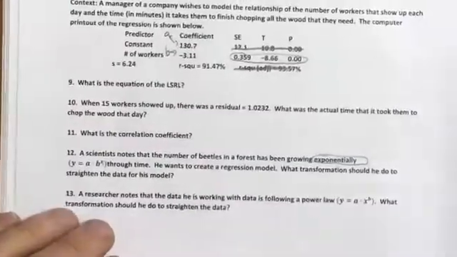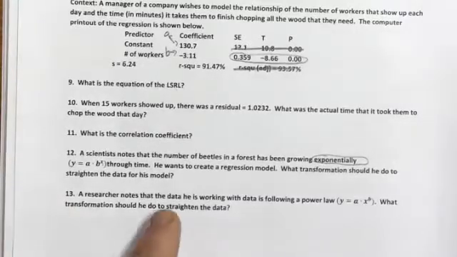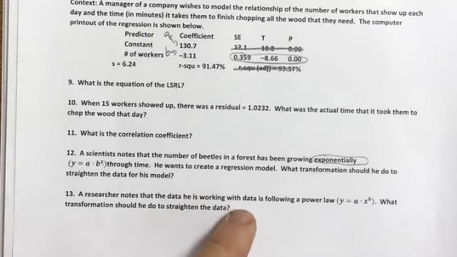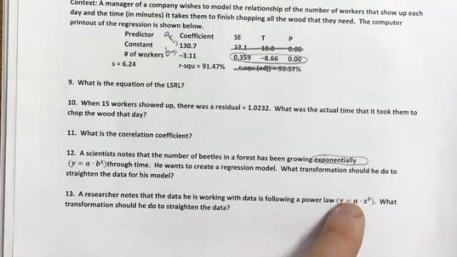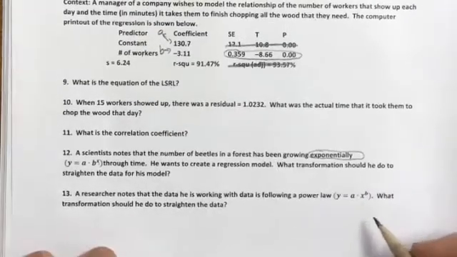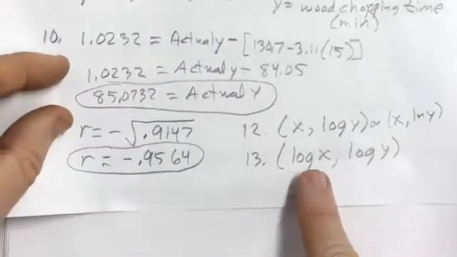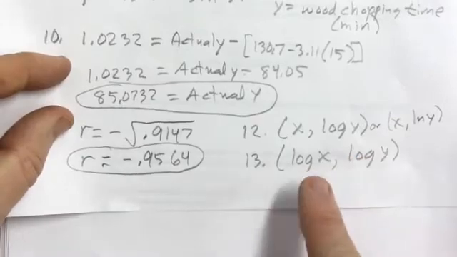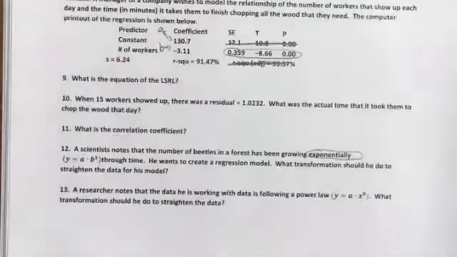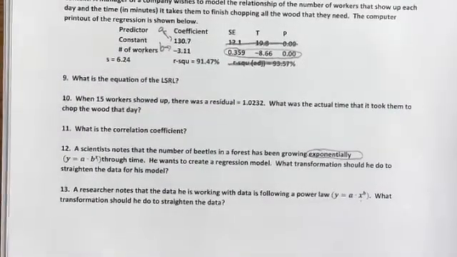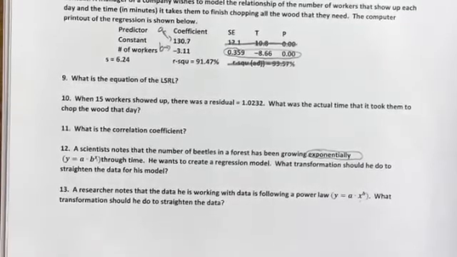All right. And then for number 13, a researcher notes that the data he is working with is following a power law with Y is equal to A times X to the B. What transformation should he do to straighten the data? So in a power law, X is the base. X is the base of the exponent. To straighten it, you take the log of both the X's and the Y's. And there you go. That's your little review worksheet. If you have any questions about that, please let me know.